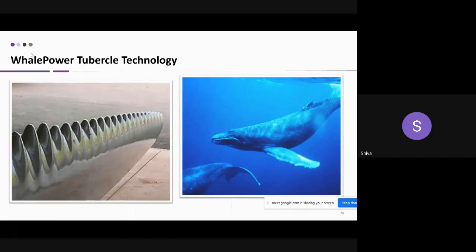And you won't believe what happened. The fans could generate more wind power, and the turbine blades, in spite of a very little amount of wind, would still turn around because of those tubercles. So look at whale power, Google whale power, and you will be able to find out what I'm saying.